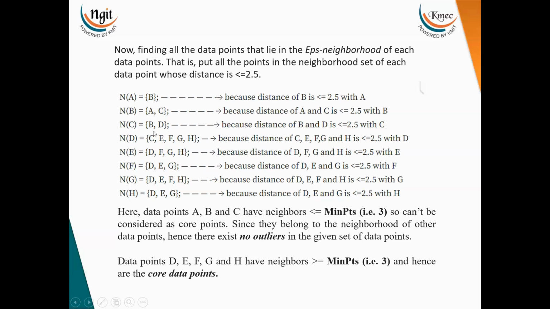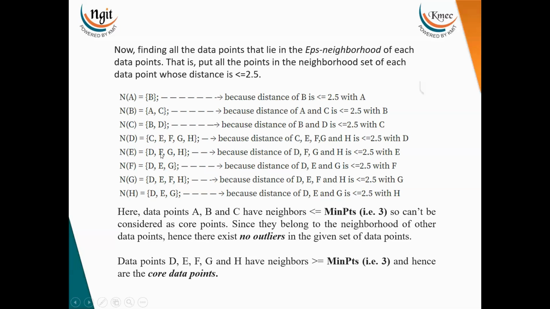But they have the neighboring points, so these may be the border points. So we cannot consider them as outliers. And when you look at the points like D, E, F, G, H, we have the neighboring points as 4, 3, 4 and so on, which is greater than or equal to the minimum points. So these points D, E, F, G, H are considered as the core data points. Now, using these core data points, we can create the clusters. When you take the core data point D, we can see the neighboring points are C, E, F, G, H, which will form a cluster.